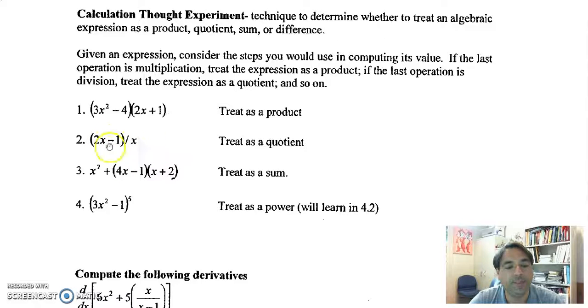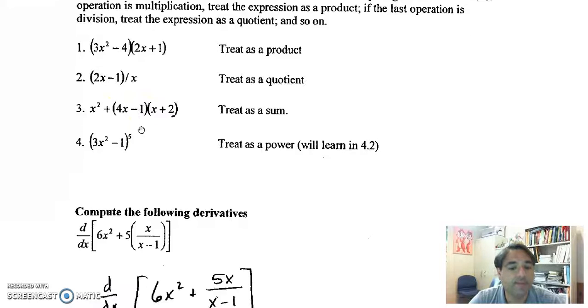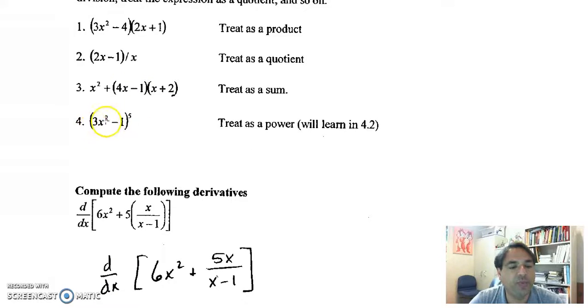Same thing here. We have two functions being divided. That'd be quotient rule. If I plugged in a 1 for the x, the last thing you would do is divide. That's quotient. Or in this one, we have x squared plus 4x minus 1 times x plus 2. Well, I would take the derivative of x squared, the first part, and then I would do product rule to the second part. So we can mix. And then what if I had 3x squared minus 1 all raised to the fifth? We haven't learned that yet. That will be the power rule, the chain rule.